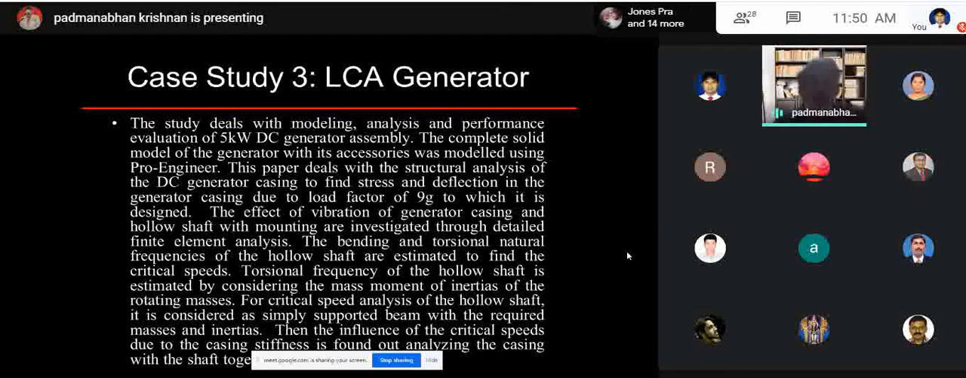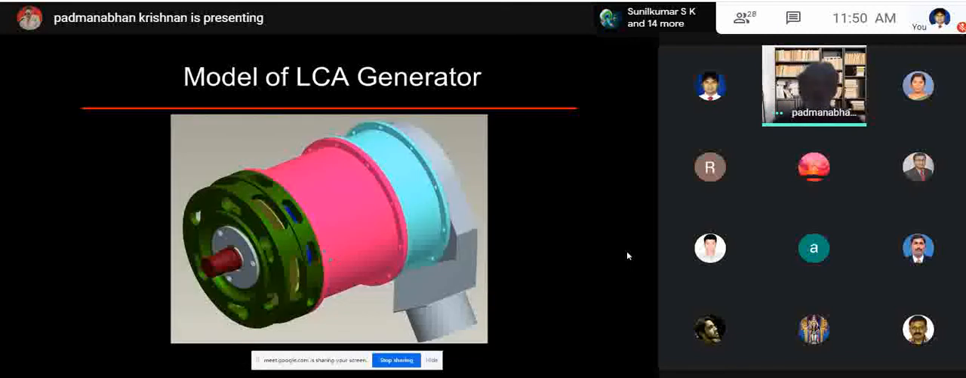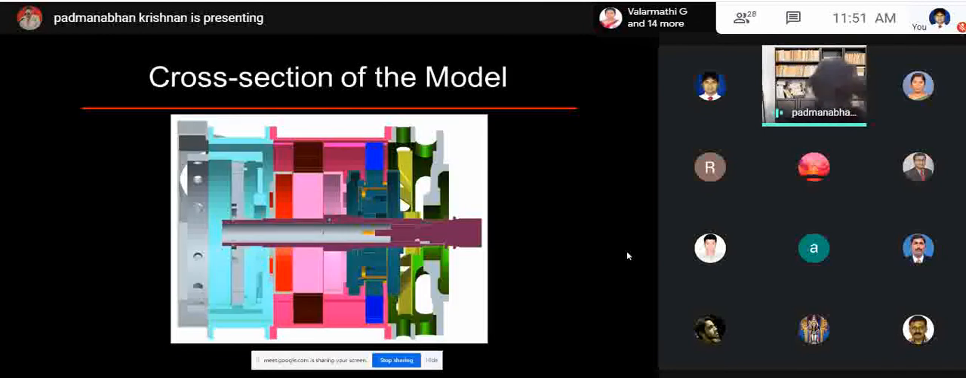So the torsional frequency of the hollow shaft is estimated by considering the mass moment of inertia of the rotating masses. For critical speed analysis, the hollow shaft is considered as a simply supported beam with required masses and inertias. Then the influence of casing stiffness on the critical speeds is found out by analyzing the casing with the shaft group. We made a very serious model for the casing, and the cross section of the model was pretty tedious. It was done at CVRDE by my students with proper assistance.